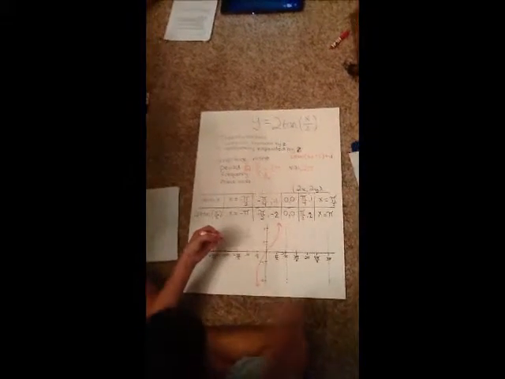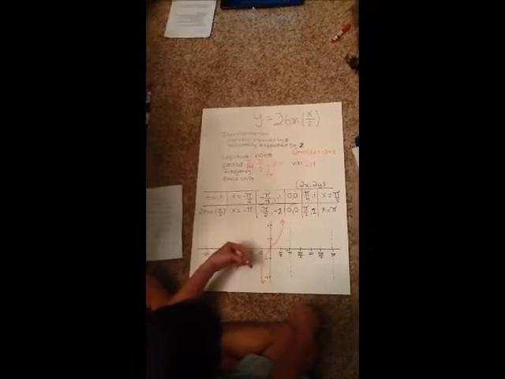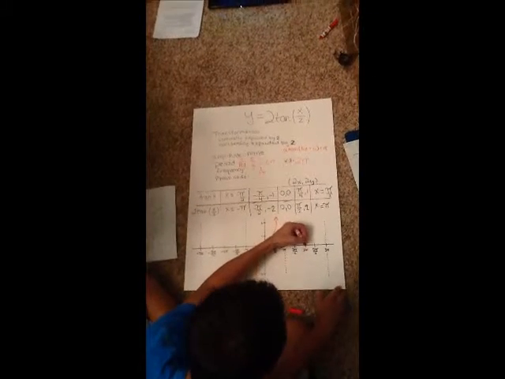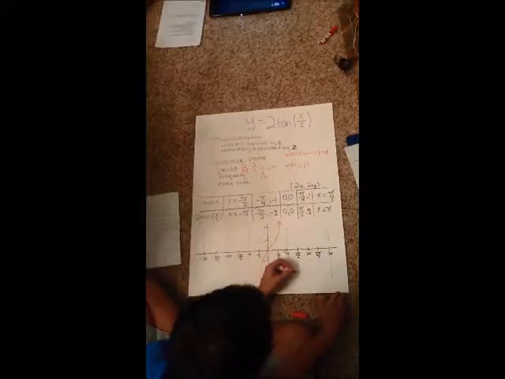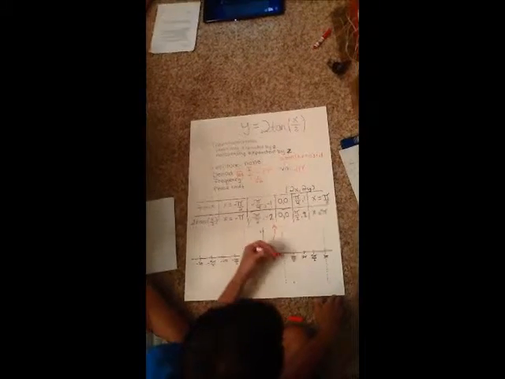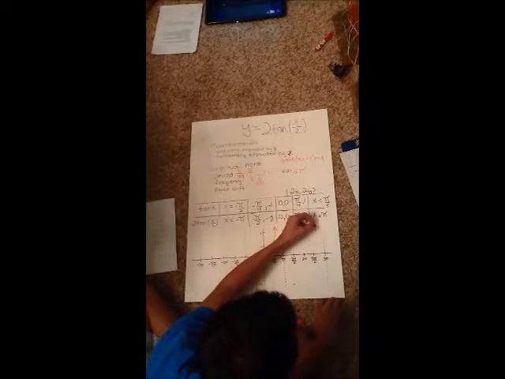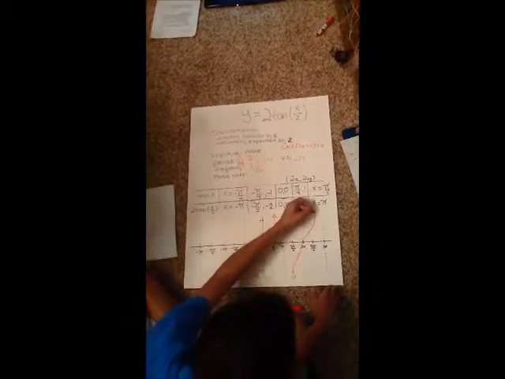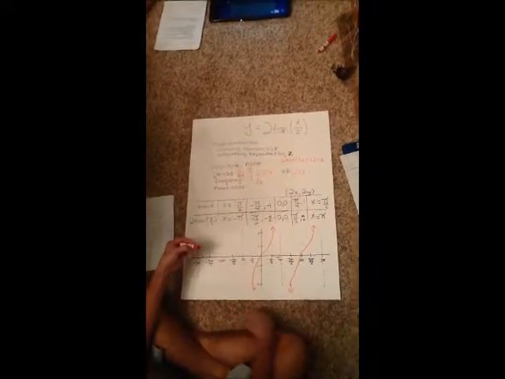Okay, now you repeat the pattern. So we've got 2 pi and 0, 3 pi over 2 and negative 2, 5 pi over 2 and 2. And those are your 2 periods.